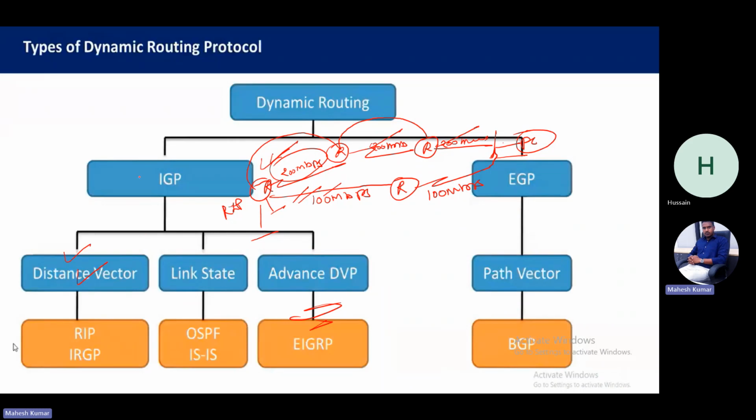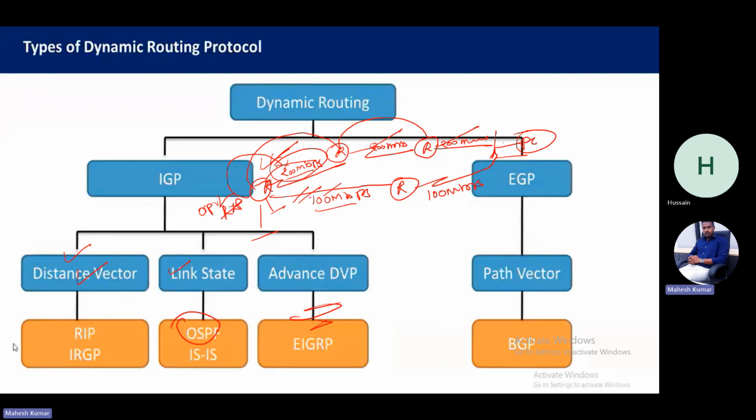And now today we are going to learn about link state, that will come under OSPF. OSPF means Open Shortest Path First. Here in OSPF, it will consider the best path based on the highest speed. So 200 mbps is the best one.